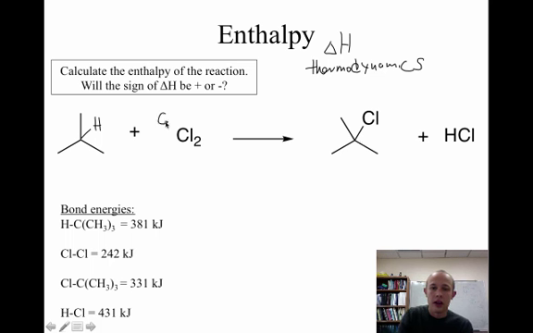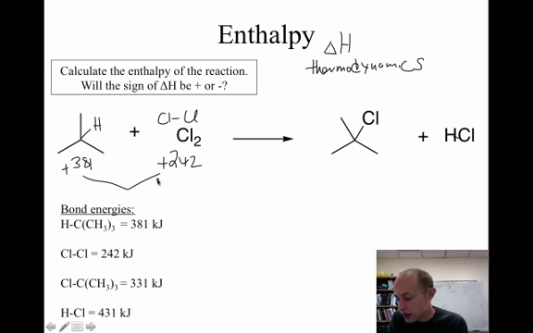We're breaking a chlorine-chlorine bond and we're forming a hydrogen-chlorine bond. And so remember, all you need to know to understand enthalpy is that you have to put in energy to break bonds, and when bonds form, that releases energy, right? So in order to break this bond, it turns out we need to put in 381 kilojoules. And in order to break this bond, we have to put in positive 242 kilojoules.